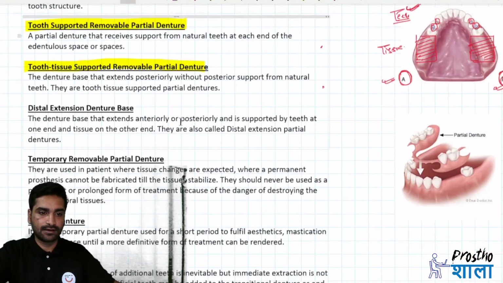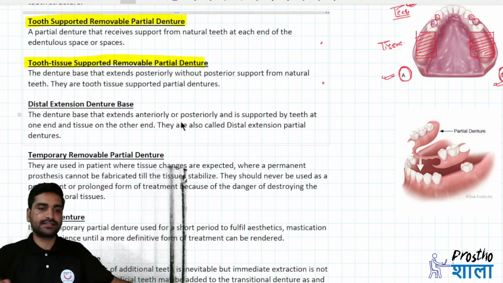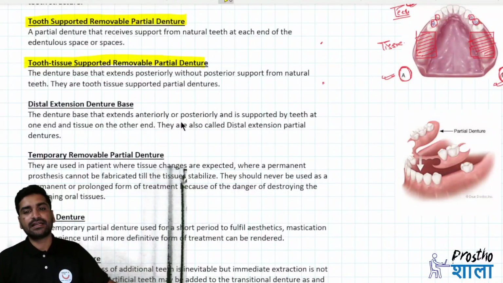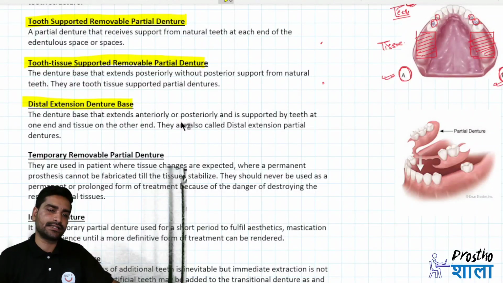Then I also mentioned distal extension. So the denture base that extends anteriorly or posteriorly and is supported by teeth at one end, okay, and by tissue at the other end, they are called distal extension partial dentures.